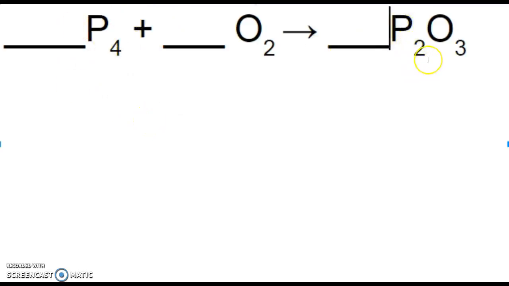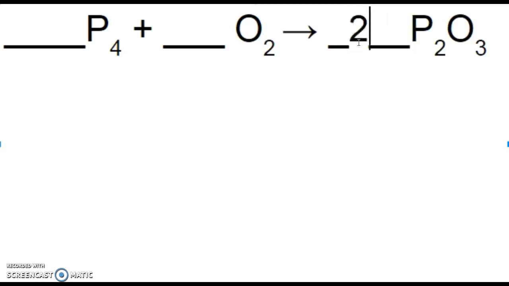So if you think about what could I multiply 2 by to make this 4? Because remember, I can't change how many atoms I have. I can only pour more from the bottle into the reaction. So if I put a 2 here, now I would have 2 times 2. So now I actually have 4 phosphorus on this side.